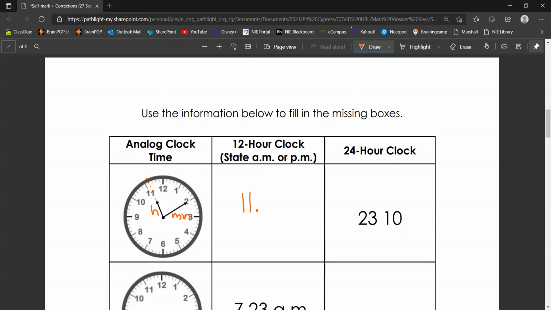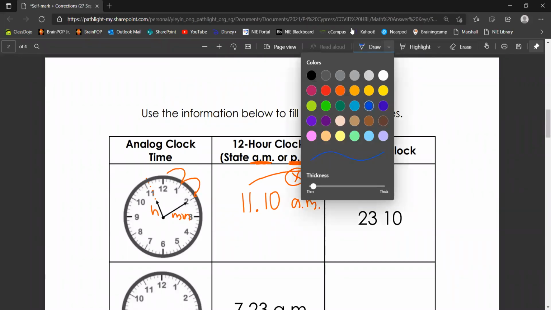The minute hand is pointing at 2. There will be 5, 10 minutes. So 11:10. But is it AM or PM? Remember that if it is AM, so it's before 1 PM, I do not need to add 12 hours. The 24-hour clock would look the same as the 12-hour clock.